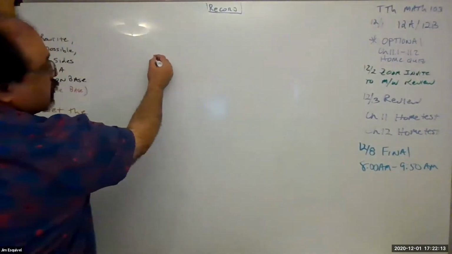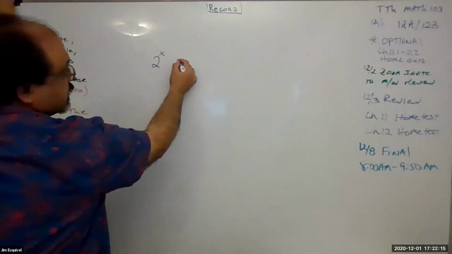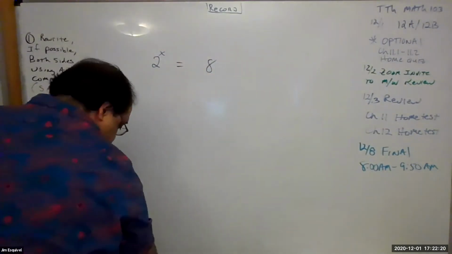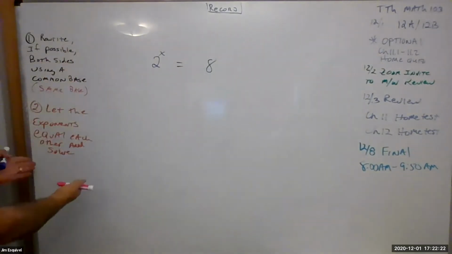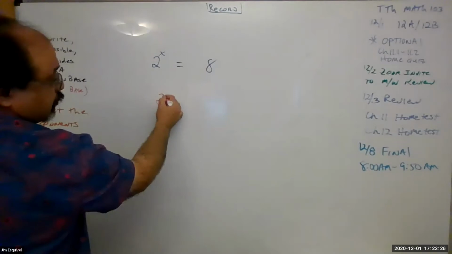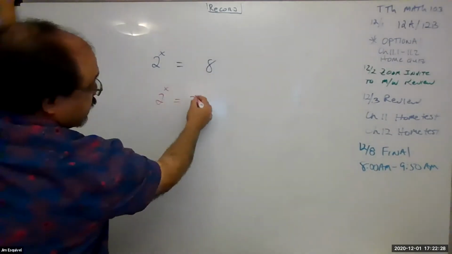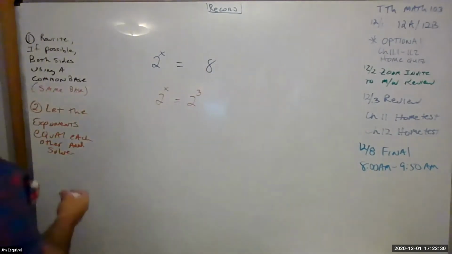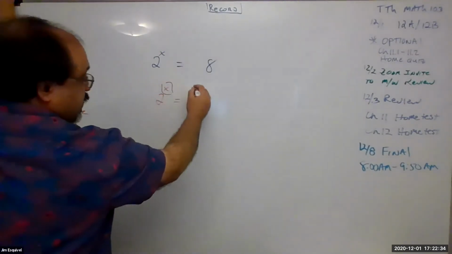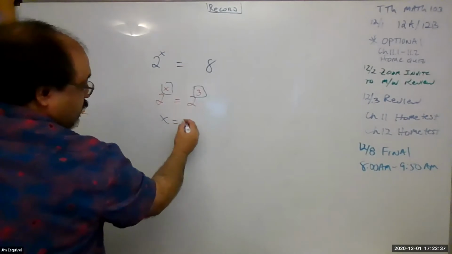When it's 2 to the x equals 8. We have the technology. We can solve this because all you got to do is rewrite it. 2 to the x, 8, that's a nice 2 to the 3rd. So you got your x equal to a 3. Happy days.